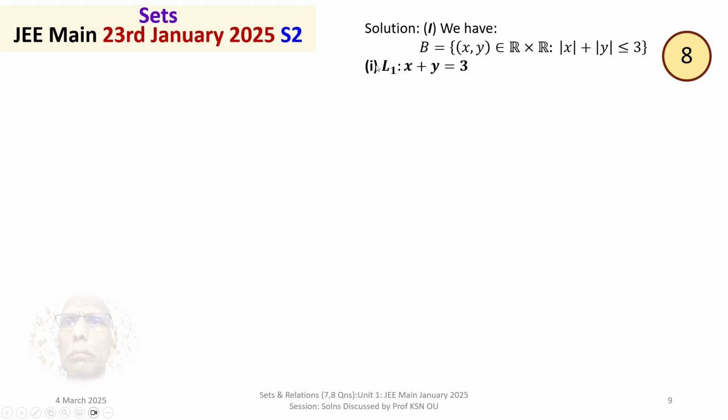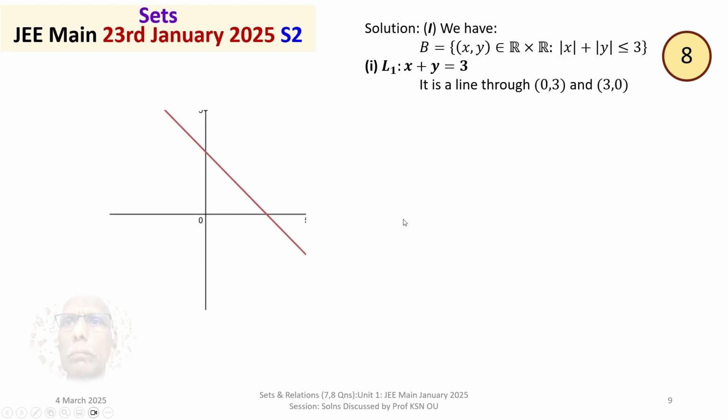We take the first possibility: x positive, y positive. Consider the line equation x + y = 3. Let's call it L1. It is a straight line through (0, 3) and (3, 0). These are the points of intersection of this line with the coordinate axes. So this is the two-dimensional plane and this is the line L1, passing through (0, 3) and (3, 0).